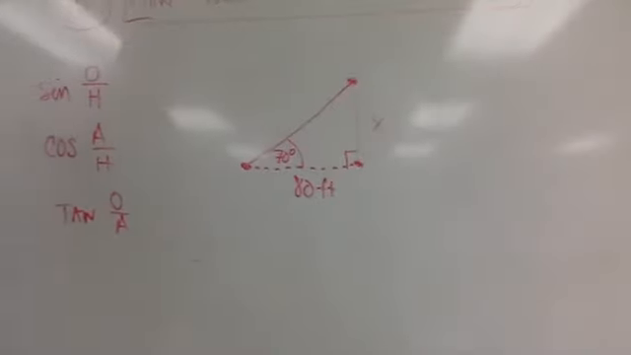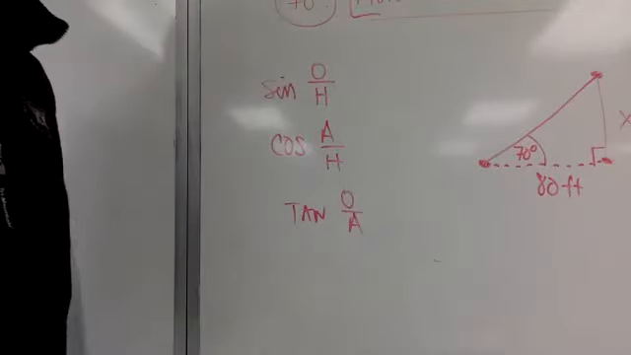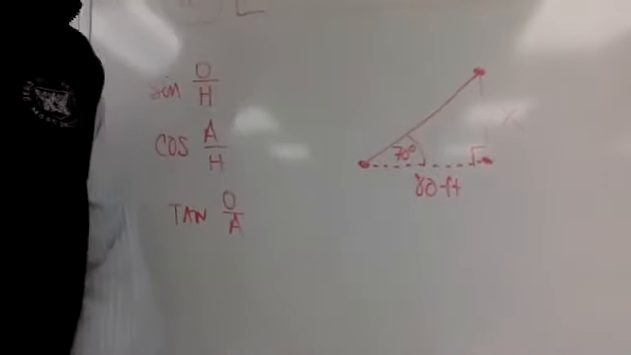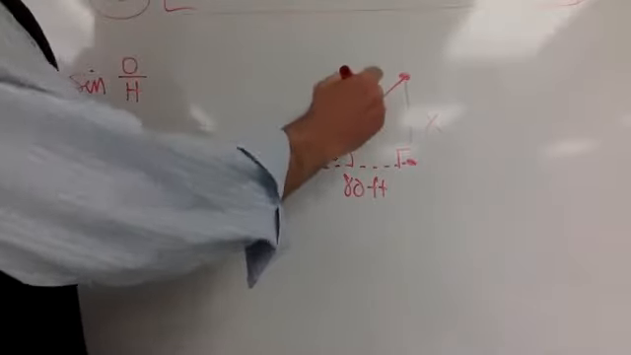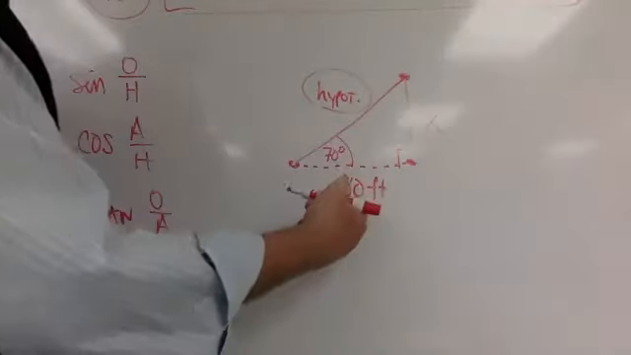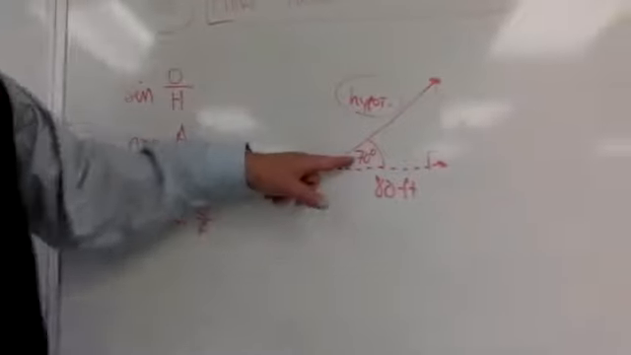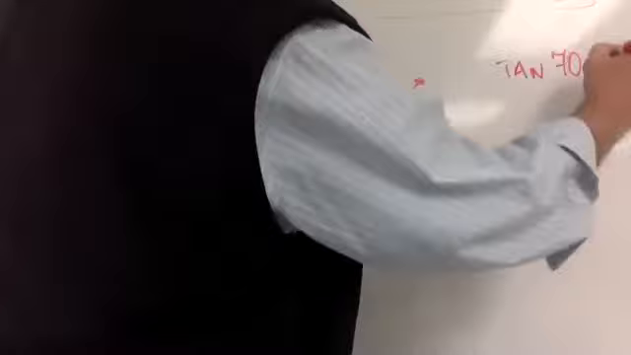Sine. Opposite over hypotenuse. Cosine. Adjacent over hypotenuse. Tangent. Opposite over adjacent. Fellas, you can never screw up the tangent. Why? Look, what's the only one that doesn't have the hypotenuse in it? Tangent. If you look at that picture, where's the hypotenuse? No. So we don't have that. What do we have? Opposite over adjacent. So that's tangent. So the tangent of 70 has to be equal to x over 80.